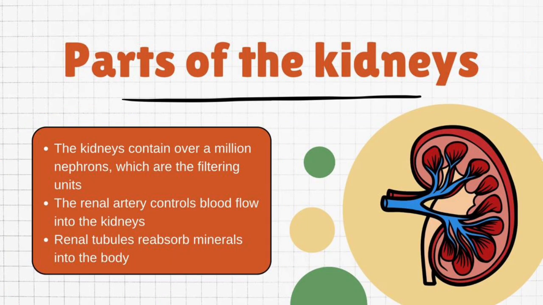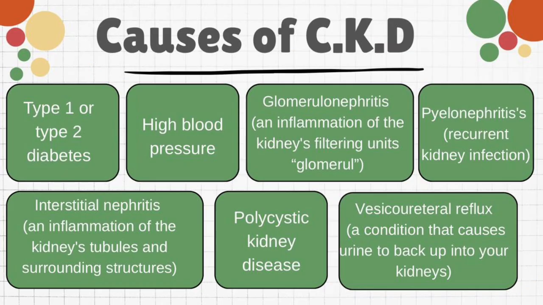Next, let's dive into the parts of the kidneys. In the kidneys, we have nephrons, renal arteries, and renal tubules. Kidneys contain over 1 million nephrons, which are the filtering units in our kidneys. The renal artery controls blood flow into the kidneys, while the renal tubules reabsorb minerals into the body. So what are the causes of CKD and the symptoms?